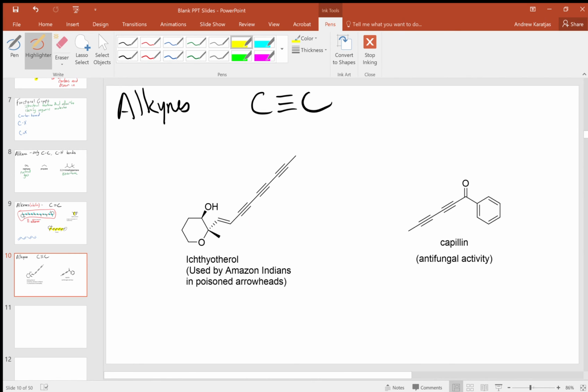And then this other compound, which I'm not entirely sure how to pronounce. But you can see not only does it have an alkyne in it, it has 3 alkynes. And you can also see it has an alkene in it as well. So this is actually a compound that's used in the Amazon when they wanted to make poisoned arrowheads. This compound got used.